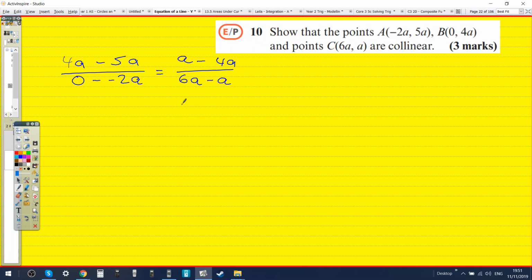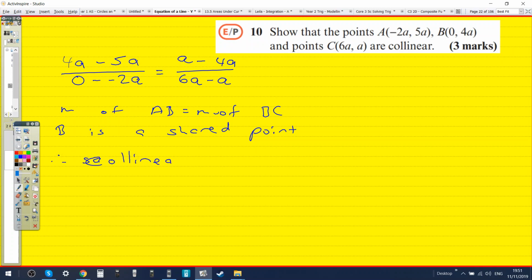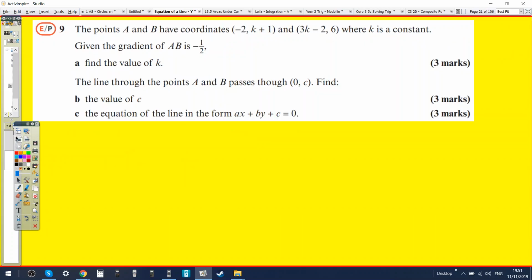I don't think you need to simplify it. You've already said they're equal. Okay, and then do I just need to say that B is a shared point, therefore they are collinear? Yes, so I think you just need to spell out what this shows: the gradients for AB and BC are the same. So M of AB is equal to M of BC. Well, gradient is even better. Therefore, collinear. Yeah, there we go. Great, you destroyed that one.